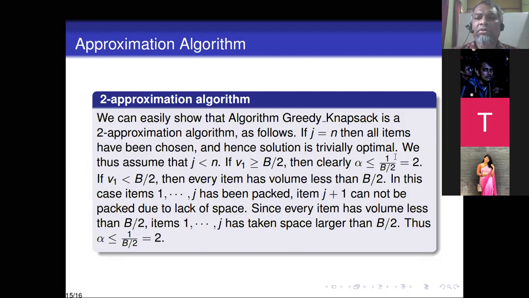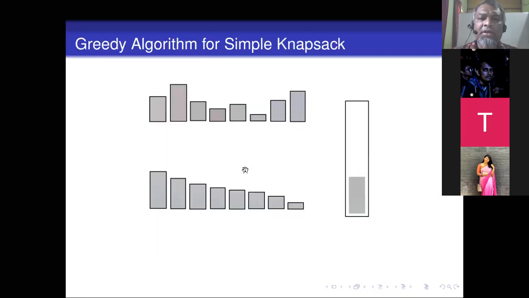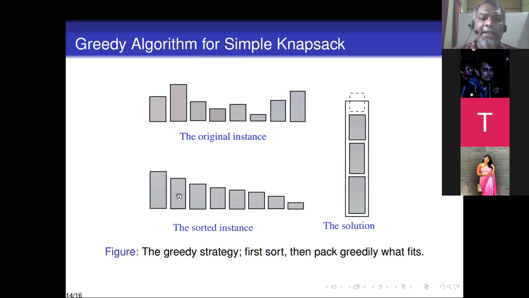So what is V1 here? Here v1 is from the items we have sorted. V1 is the largest element, the largest one. This is v1, this is v2, this is v3, this is v4, this is v5, this is v6, in this way. Have you understood? Yes, sir.